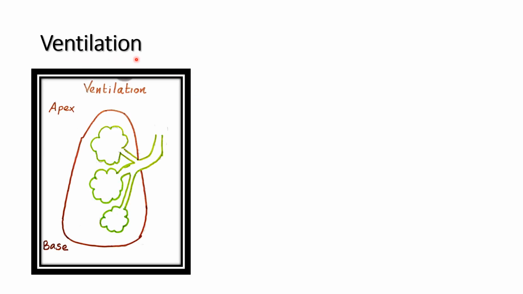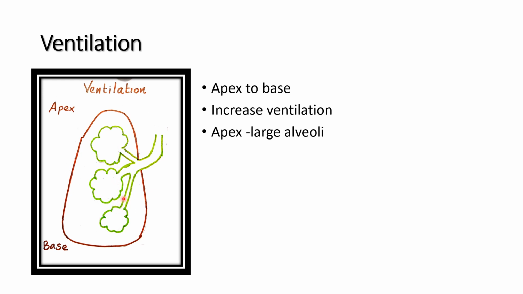Ventilation is 4 liters per minute. This is the schematic lung. This is the apex, this is the base. From apex to base, ventilation gradually increases, because the apex contains larger alveoli compared to the base, which contains smaller alveoli. The size gradually decreases from large to small. Apex has large alveoli, base has small alveoli.